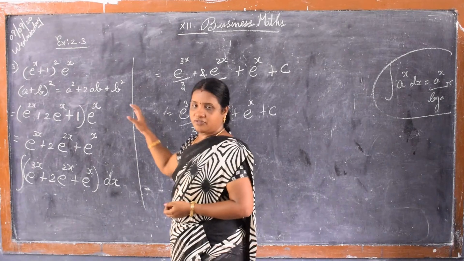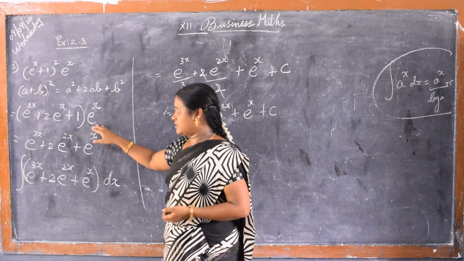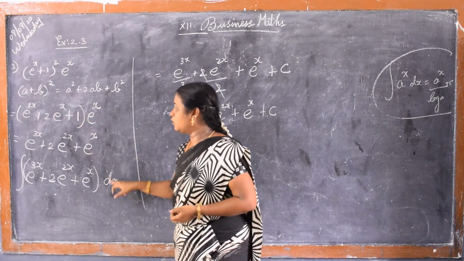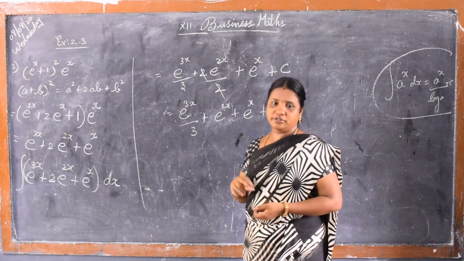What I am doing here: our first step is you have to use the identity (a plus b) whole square. Expand this. Use the product rule. You have to add the powers. After adding the powers, what do you have to do? Again you have to integrate with respect to x. Have you understood? Note down this.